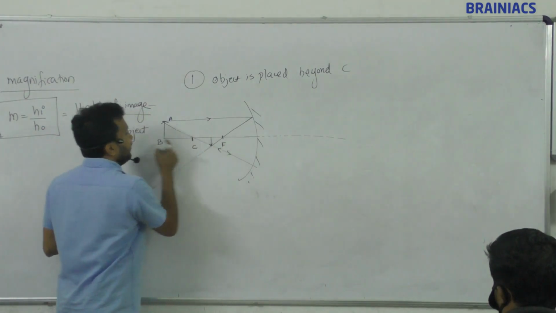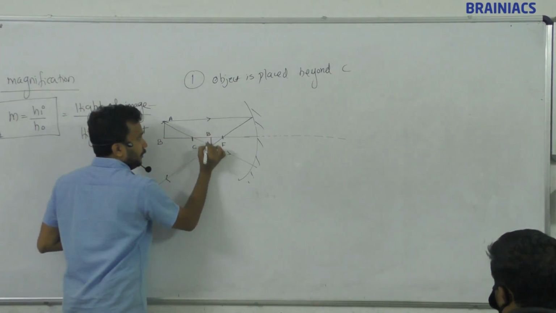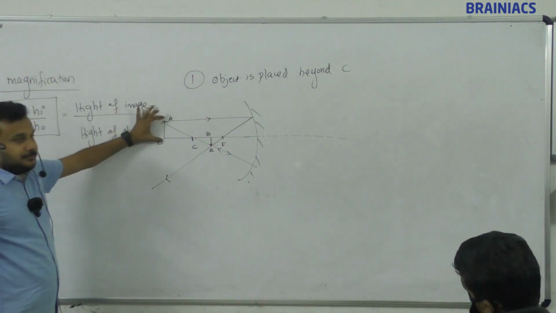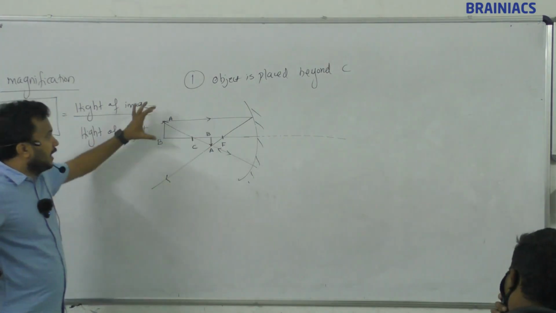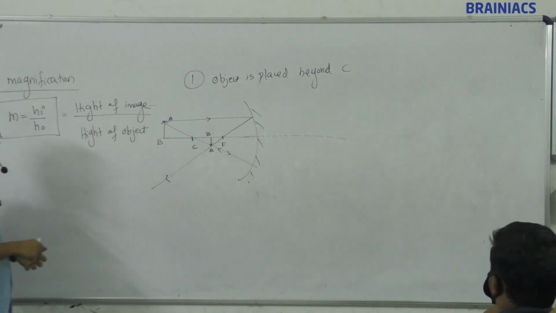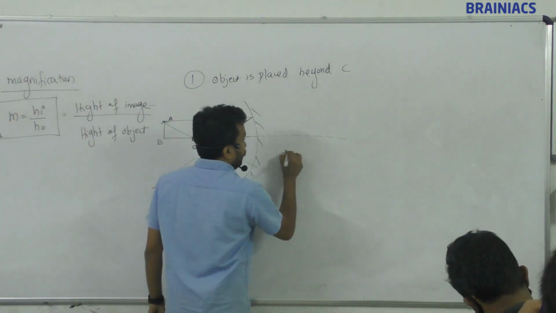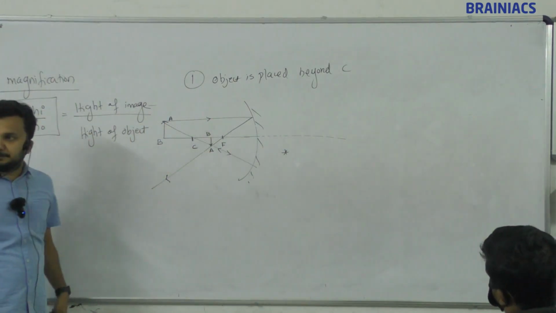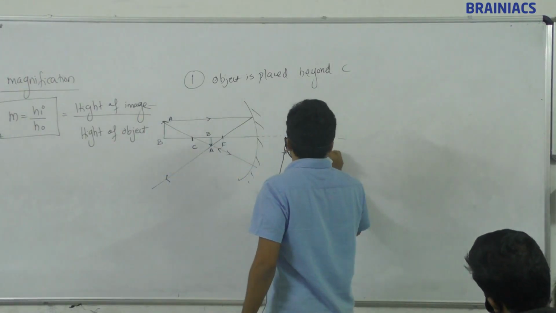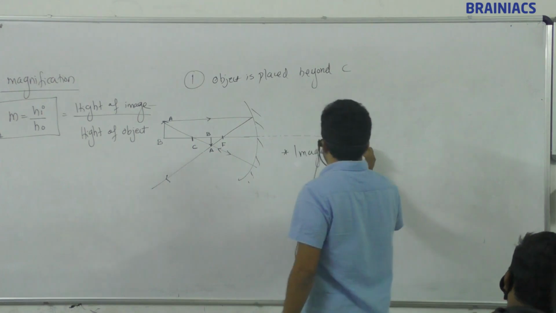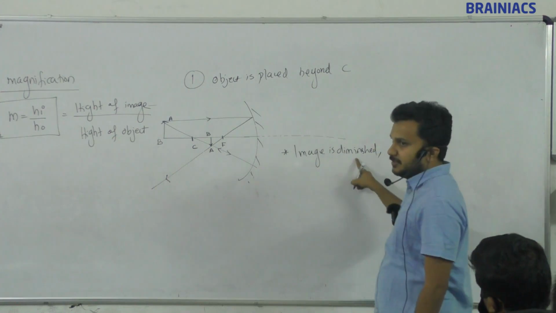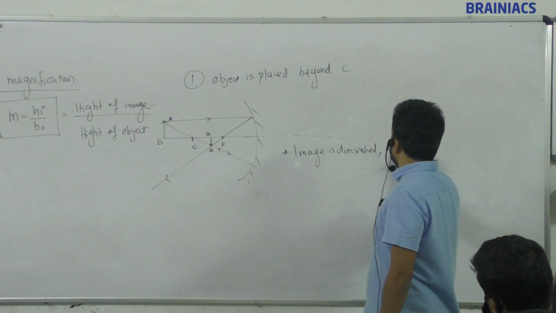The bottom is always B, and the top is A. Now, a few things we have to learn. This is the height of object and this is the height of image. Height of image by height of object is called magnification. Is the object or the image bigger? The image is a small size, so we call it diminished. Diminished means smaller size. Another property: the image is diminished and inverted.